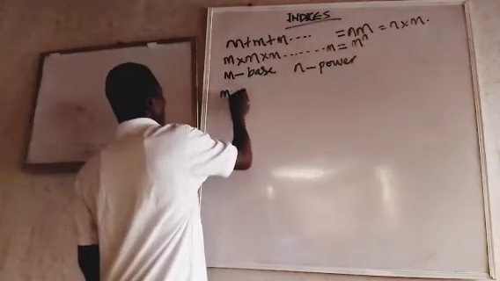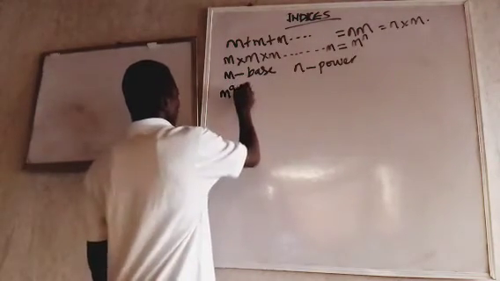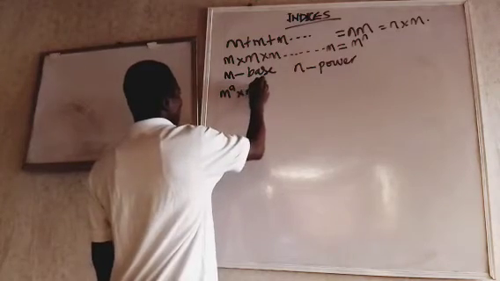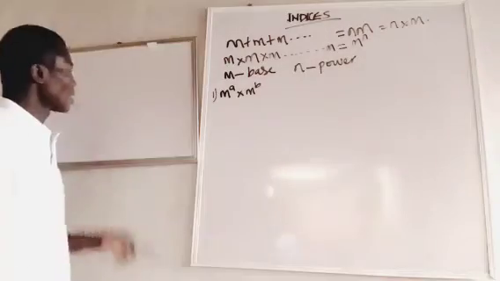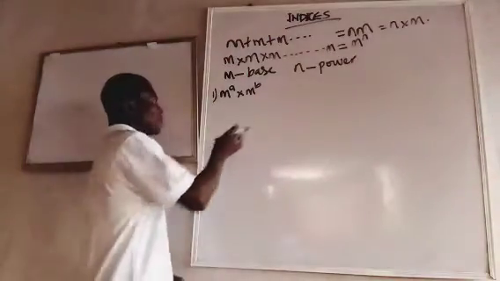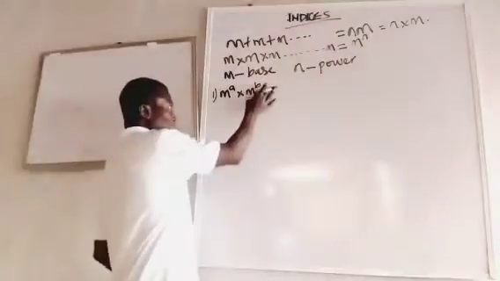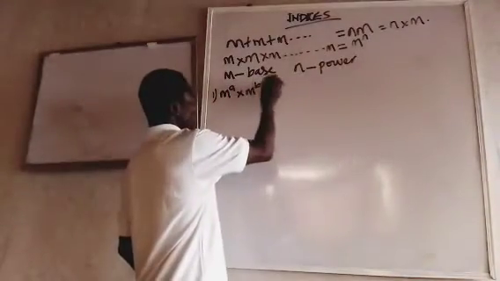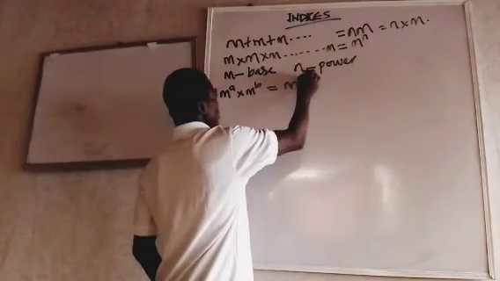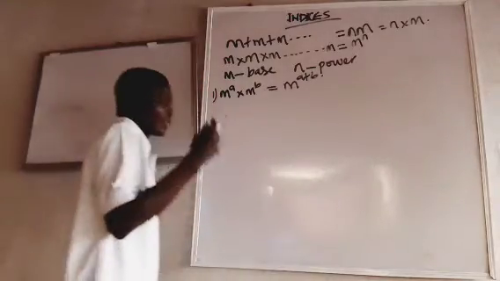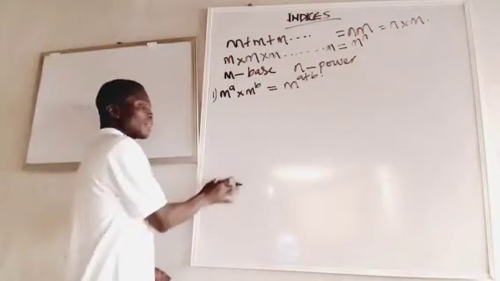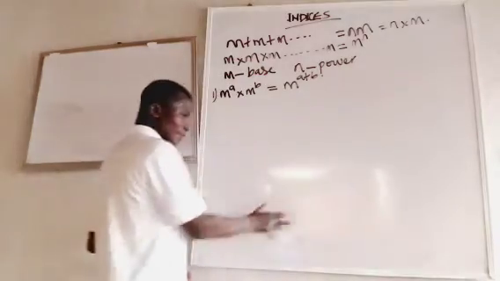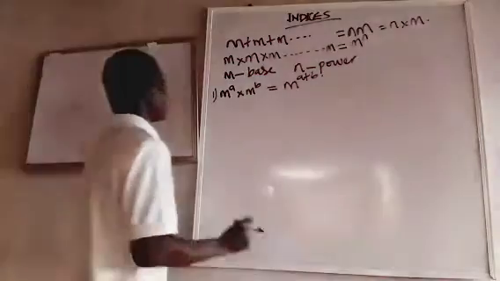N raised to power a times n raised to power b. Look at this situation. I will give you an example to let you know that this is going to be n raised to power a plus b. There is no special cramming in this. My aim is to make everything so simple to assimilate, to understand.